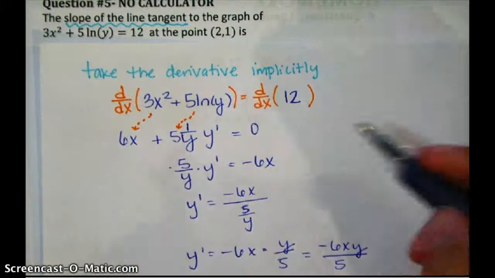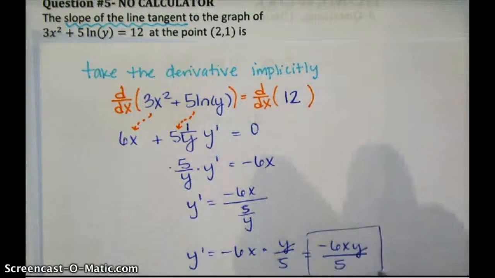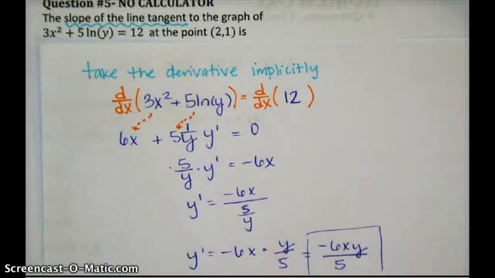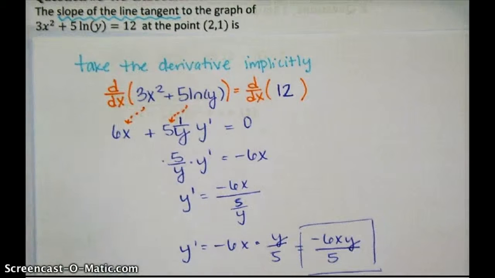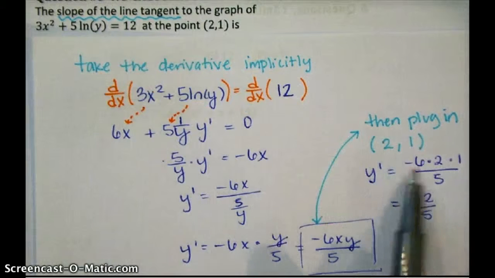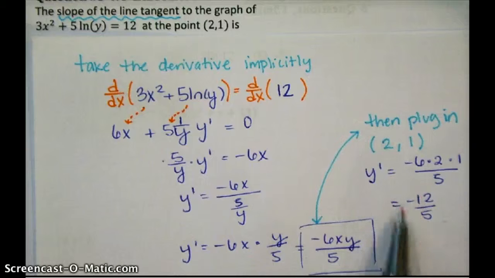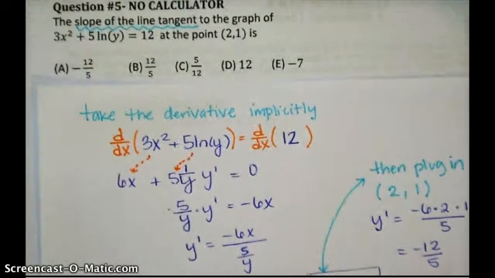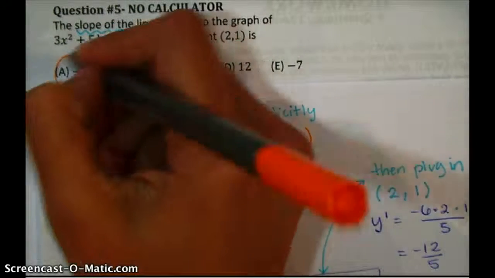And that's your derivative. Well, that's the derivative function, remember? But we're looking for the derivative at a point. So then my last step is to go ahead and plug in x and y. That's easy enough. Plug them in, x and y right here, and we get negative 12 over 5. If you need to look at any of this work, go ahead and pause. Otherwise, I'll move on. Negative 12 over 5 was a, which is why a was the answer.